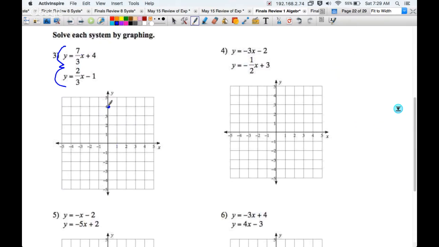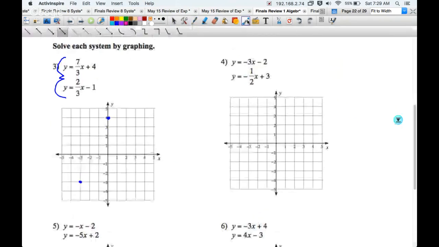Y-intercept of 4, slope of 7 over 3. So I want to go up 7, right 3, but I can't. So instead I go down 7, left 3, and make another point. Connect those up with a solid line.